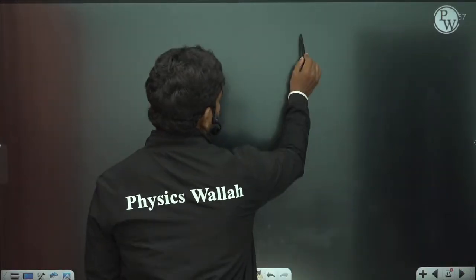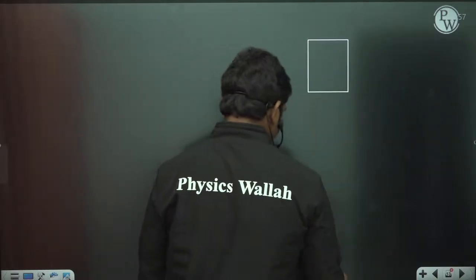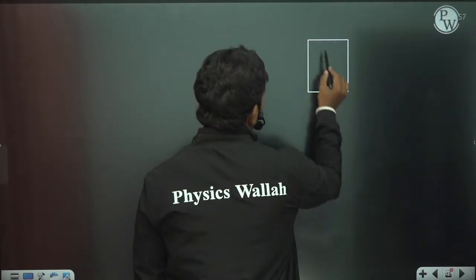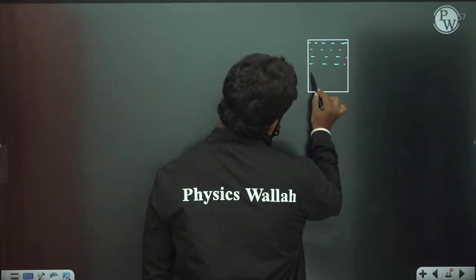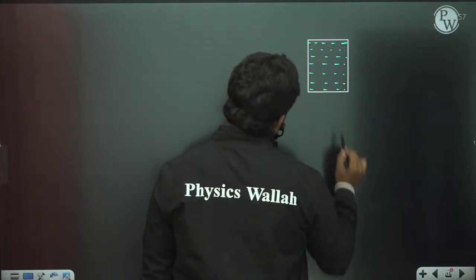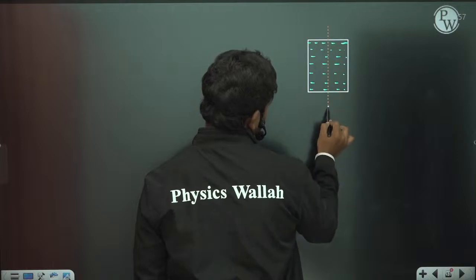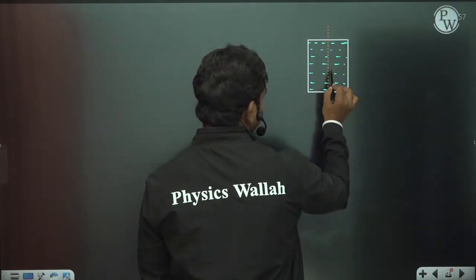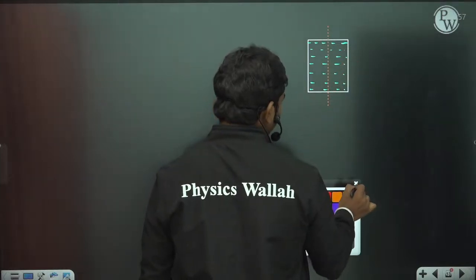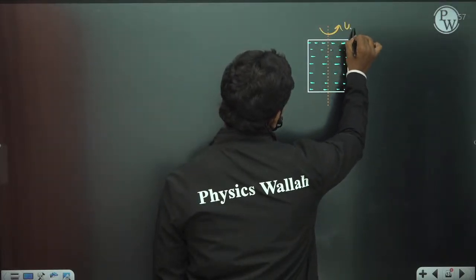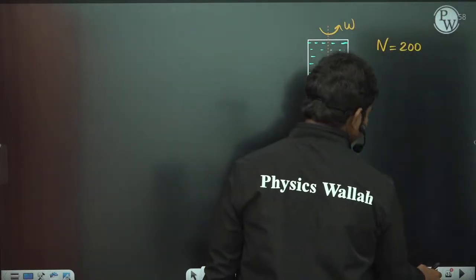Let us suppose you have a container like this, in which you have some oil filled. Now this container is revolved about its axis at 200 rpm. So there is some angular velocity omega with which you are revolving this container. What is N? 200 rpm is what they have given you.